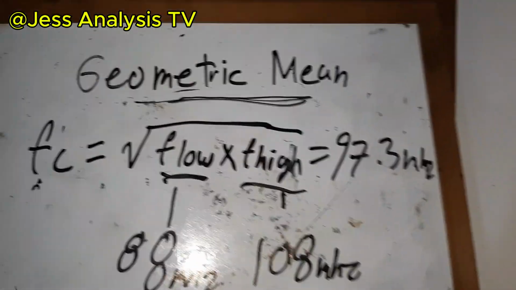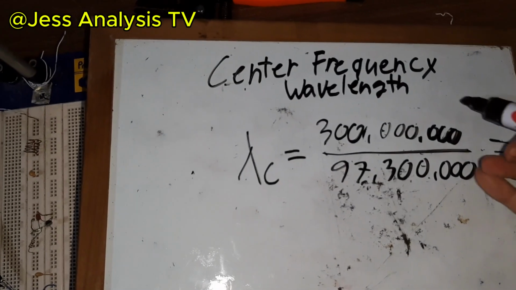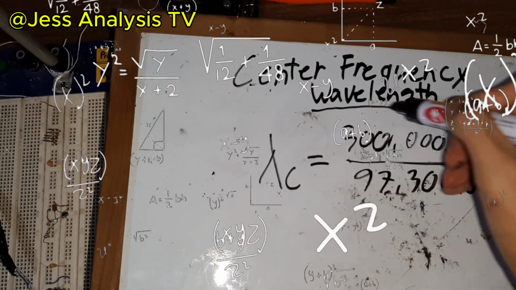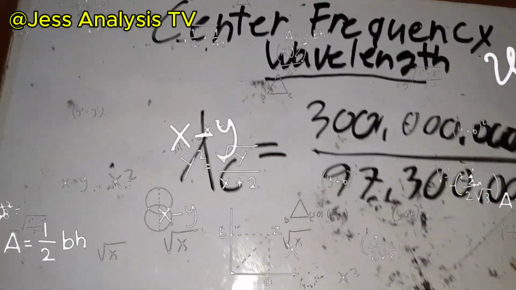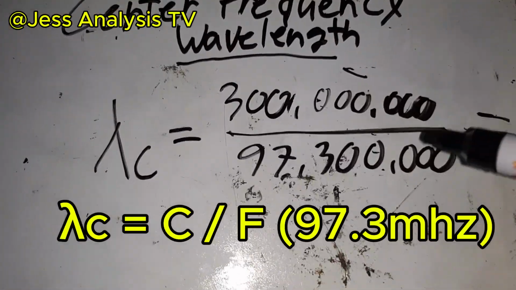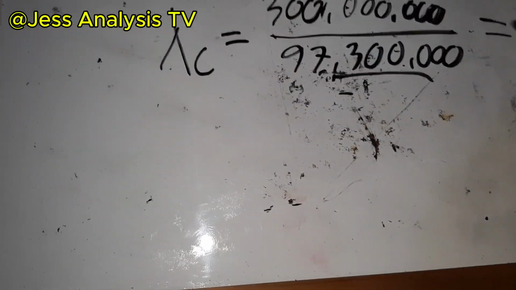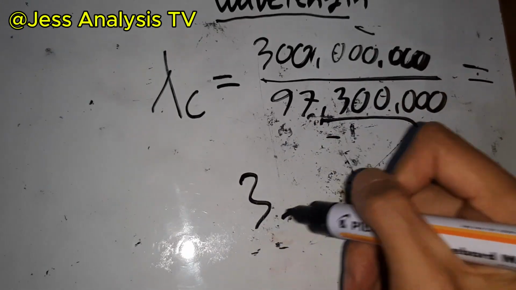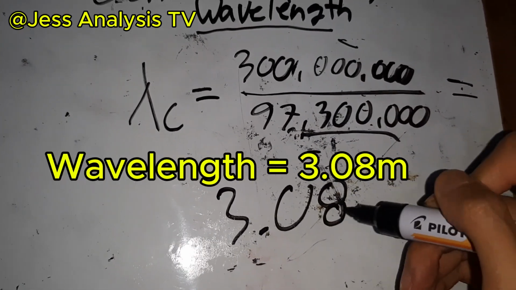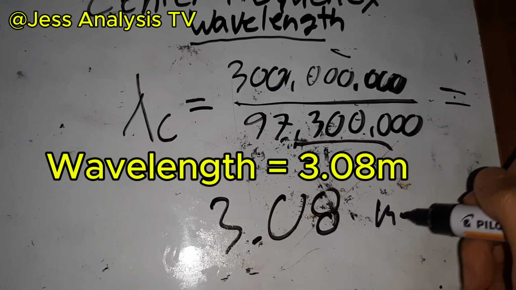megahertz. Now, calculate the wavelength at the center frequency: speed of light or velocity over 97.3 megahertz. The wavelength is 3.08 meters.